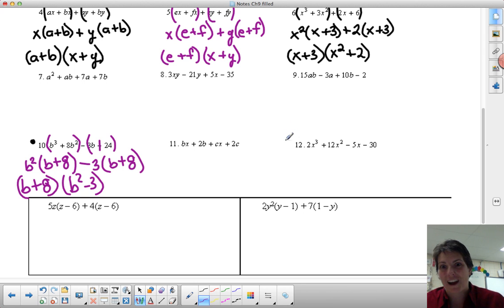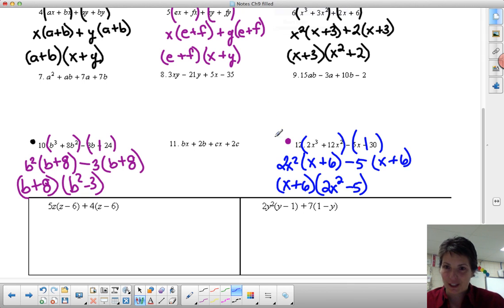All right, give number 12 a try, for real this time. This time you really do it on your own. Number 12. How did you do? Again, it was a subtraction problem, and we had to change that subtraction to addition.